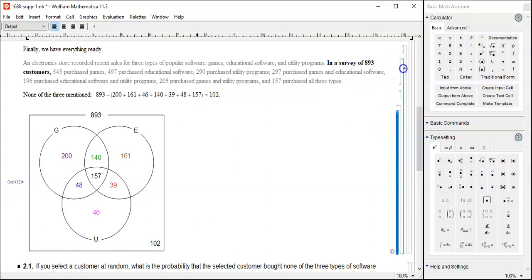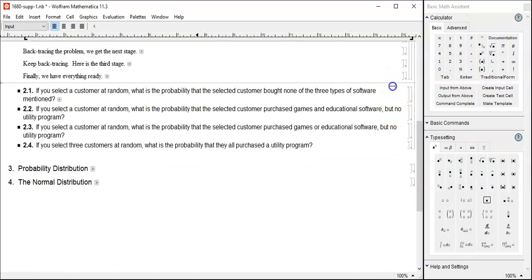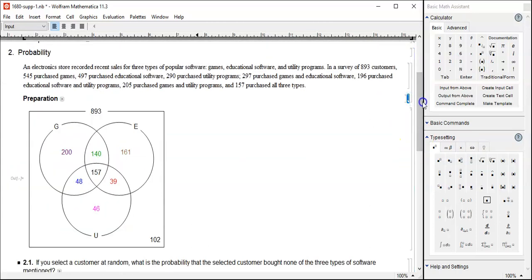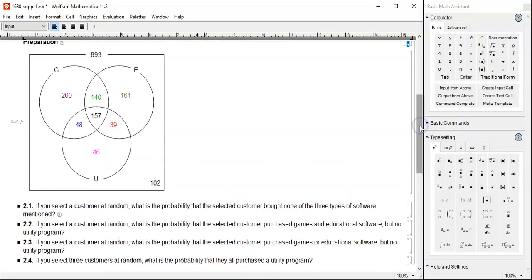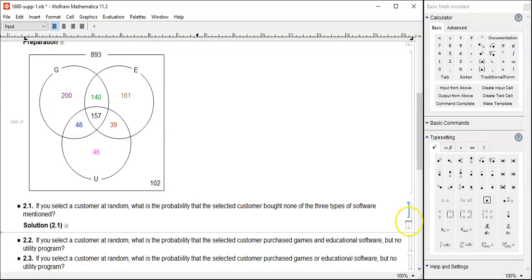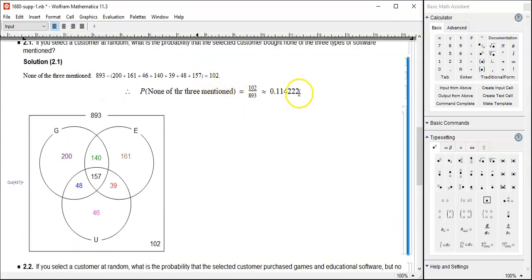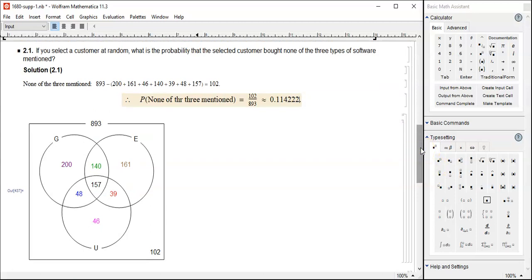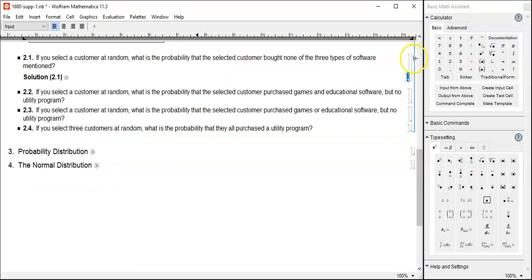So we're going to use this circle, this Venn diagram, to answer all these questions. Now the preparation part is done. Let's go to the problem set. If you select a customer at random, what is the probability that the selected customer bought none of the three types? So we are talking about these people. 102 out of 893. It's an easy computation. 0.11 something. Okay, next.